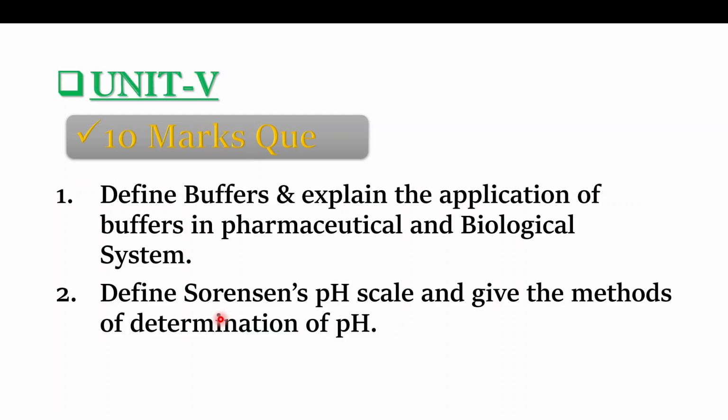Let's move forward to the last unit, that is unit 5, 10 mark questions. First important question is define buffers and explain the applications of buffers in pharmaceutical and biological system. The definition of buffers is very important, as it can be asked for 2 marks also. Okay, next question is define Sorensen's pH scale and give the methods of determination of pH.